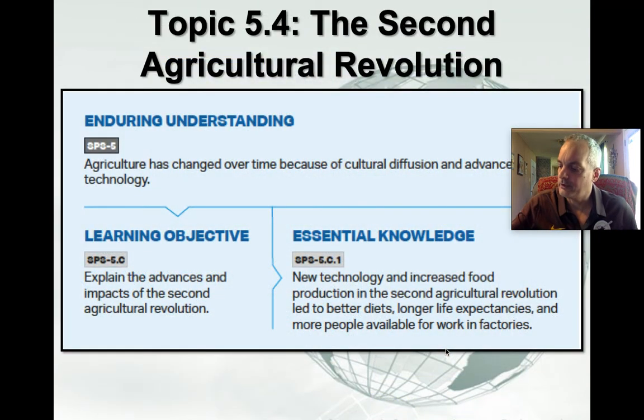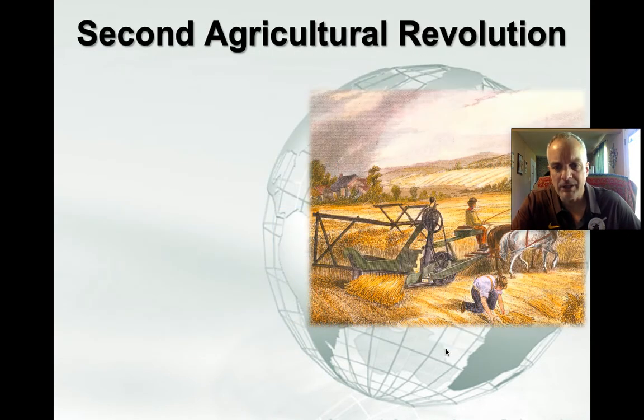Okay, 5.4. And that 5.3 is on page 193 and 194. 5.4 is on 197 and 198. This is getting into that second agricultural revolution that I just referenced.